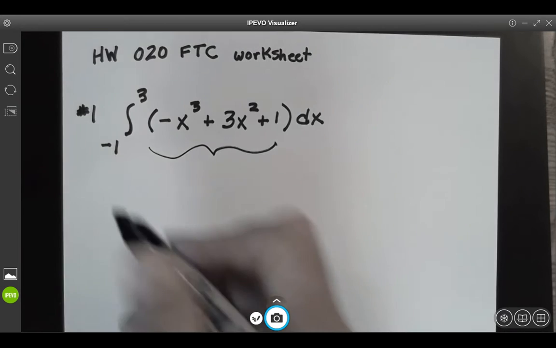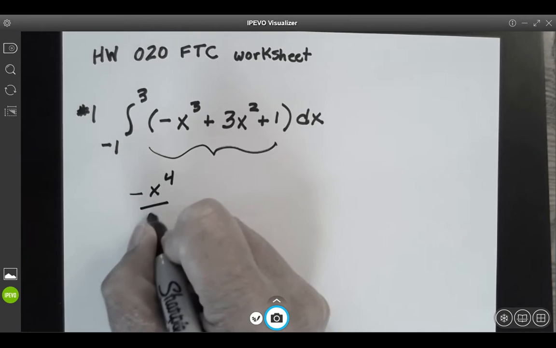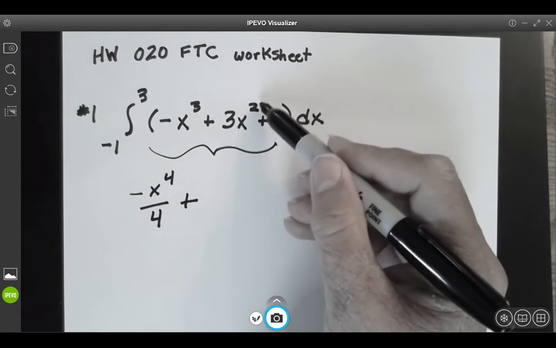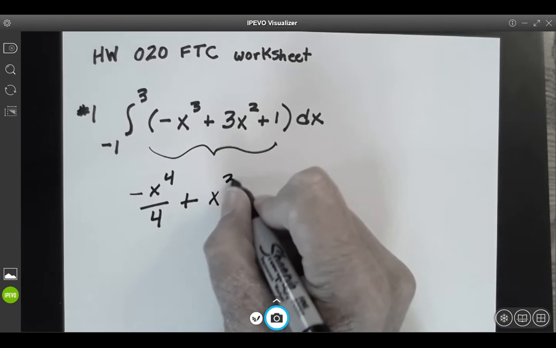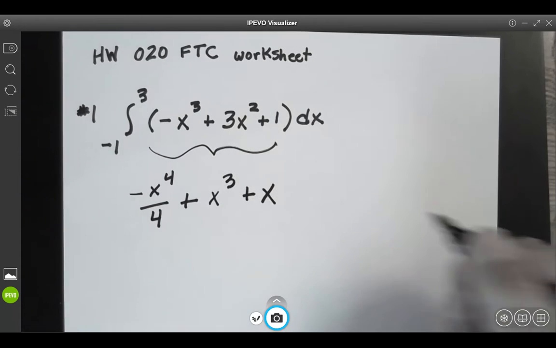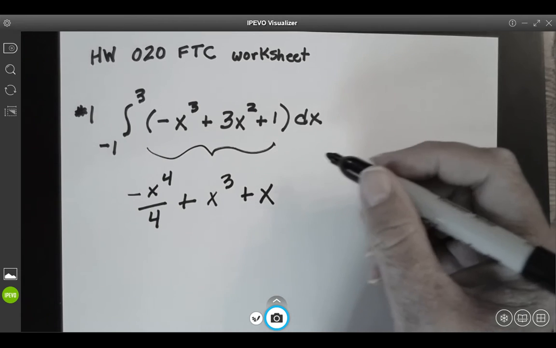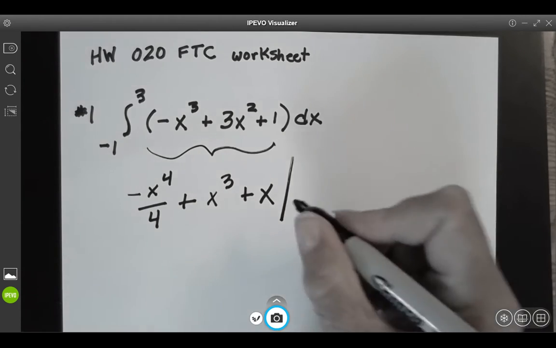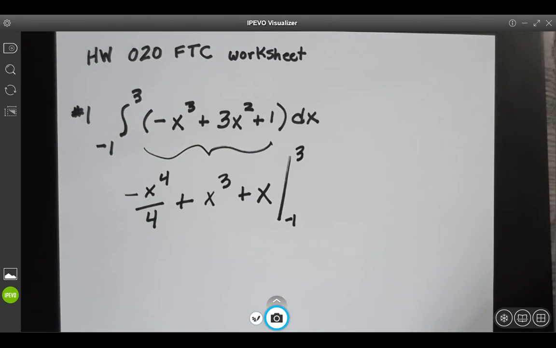So if we take the antiderivative of that, that'll be negative x to the 4th over 4 plus 3x to the 3rd divided by 3, so just x to the 3rd, plus x. We don't need the plus c. And then we're going to evaluate this. This is the symbol that we use: we just put a bar. We're going to evaluate that from -1 to 3. That's our interval, and that's how you write that.